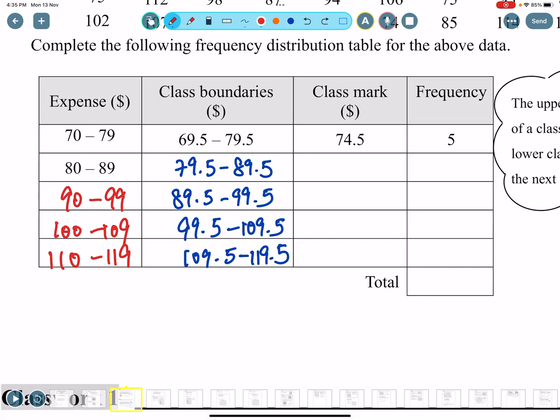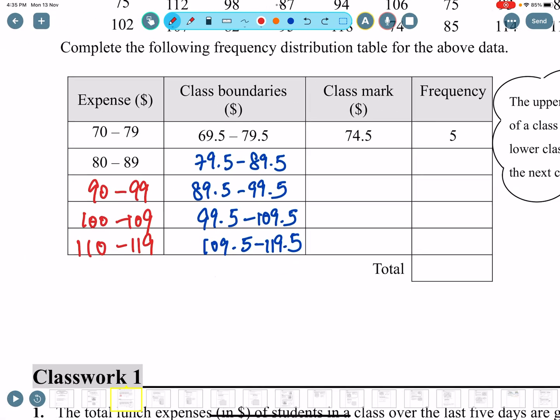Class mark is referring to the middle number or the average in this class. So how we calculate 74.5 is actually 70 plus 79 divided by 2. Make sure there's a bracket when you calculate this. 70 plus 79 divided by 2. That's the average, 74.5. Now if you calculate for 80, 80 plus 89 divided by 2 is 84.5. You can see there's a pattern. So instead of calculating, I already know the pattern. I'm just going to follow the pattern.